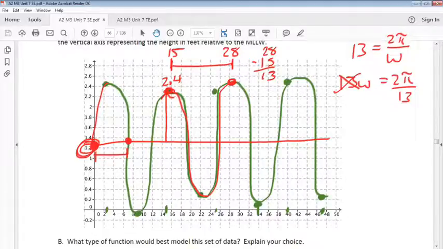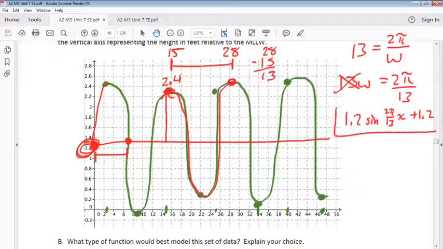Okay, and then your A is 1.2. The horizontal shift, ooh, that one's a tricky one. Maybe that's what this would help out with. The horizontal shift. And then your K, that's the easy one. That's the midline, 1.2. Is there a horizontal shift? I think I would just say that this function is sine. That way I don't have to worry about a horizontal shift. So you could say H equals 0. Yeah, that's nicer. So what would I have? I would have 1.2 sine, and then my omega is 2 pi over 13 x, and then I'm shifting up 1.2. This is an estimation, people. It's not exact.